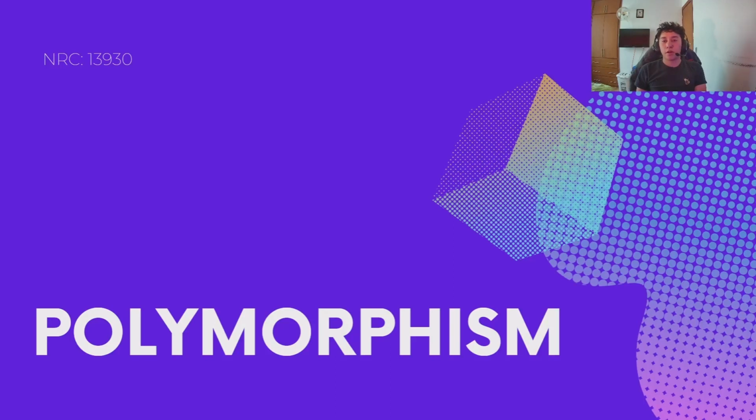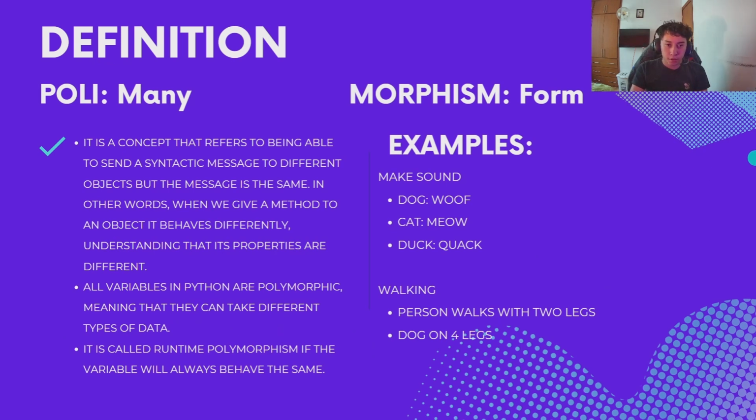Hello, today we are going to talk about polymorphism. Poly means many and morphism means form. It's a concept that refers to being able to send a syntactic message to different objects, but the message is the same. In other words, we can give a method to an object, and it behaves differently, understanding that its properties are different.